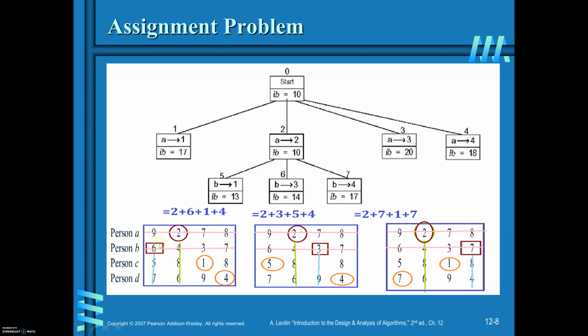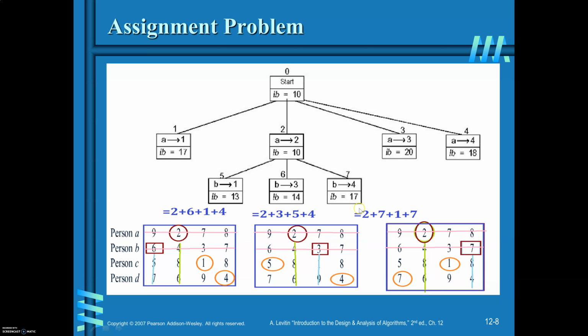So strike out this column. In the third row, the minimum value is 1 and here the minimum value is 4. Similarly, the minimum value is 3 here. Second person with third job, the cost is 3, and the minimum value in the third row is 5 and the minimum value in the fourth row is 4. Similarly, here, anyway, job 2 is fixed for person A.